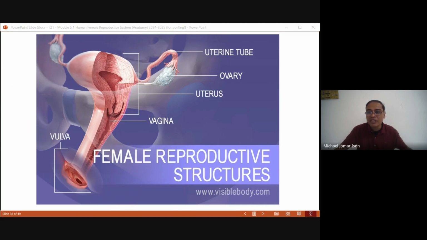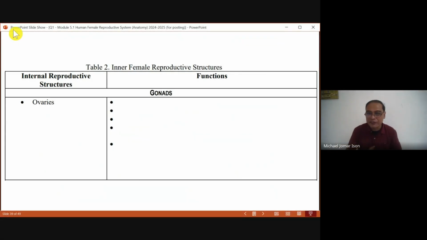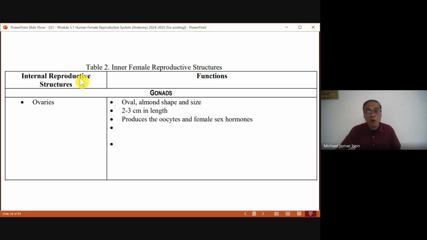Can I see a thumbs up if you're ready now to remember the female's internal structure? Alright, let's start with the ovaries first. I'm going to give you the most important thing that you have to remember. Definitely the ovaries are smaller compared with the testes. They are oval in shape, only 2 to 3 centimeters in length. The most important thing to remember is that they produce the oocytes and the female sex hormones.